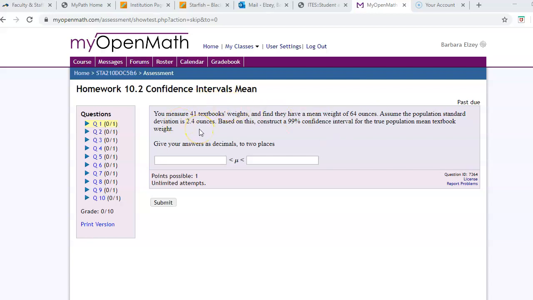You measure 41 textbooks' weights and find they have a mean weight of 64 ounces. Assume the population standard deviation is 2.4 ounces. Based on this, we want to construct a 99% confidence interval for the true population mean textbook weight.